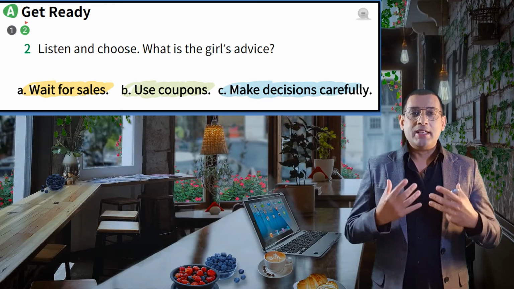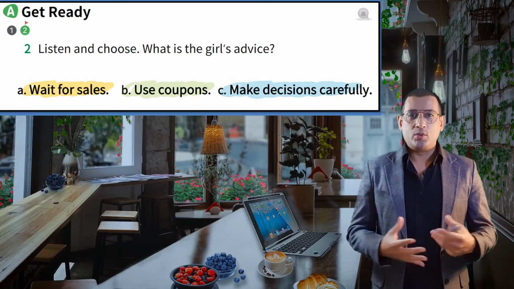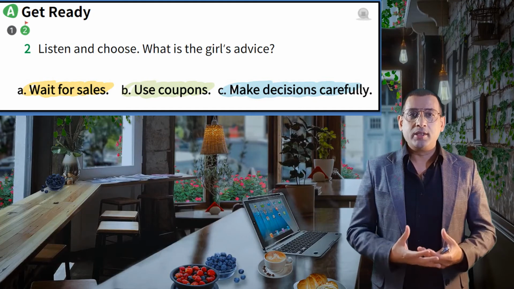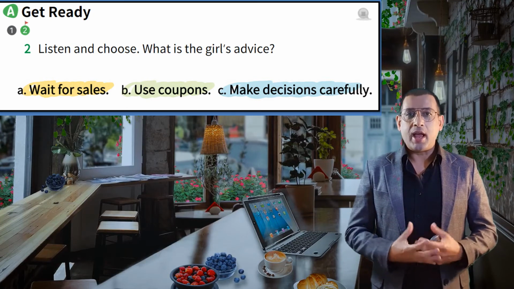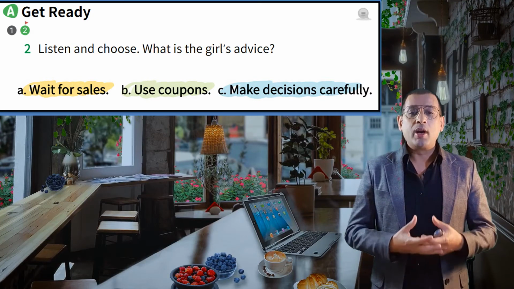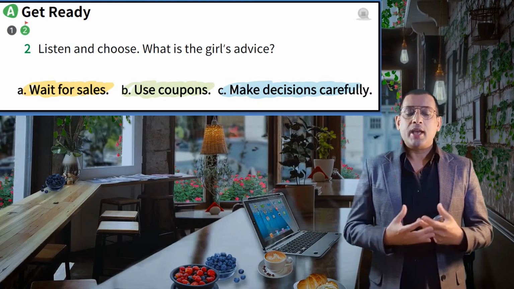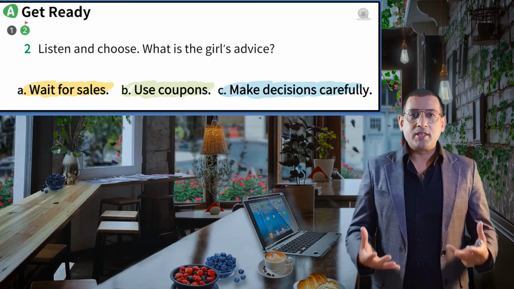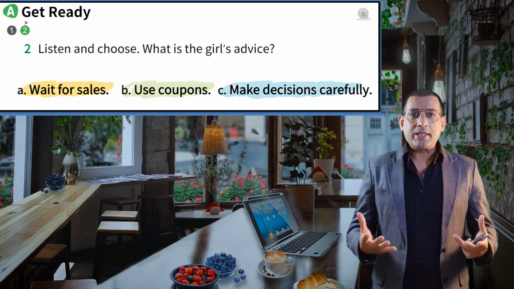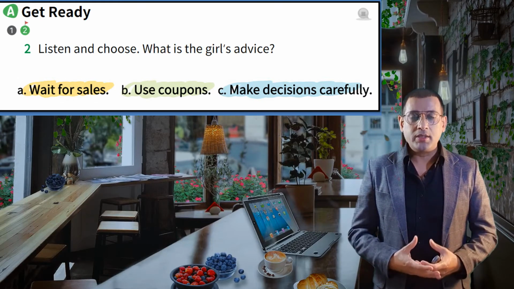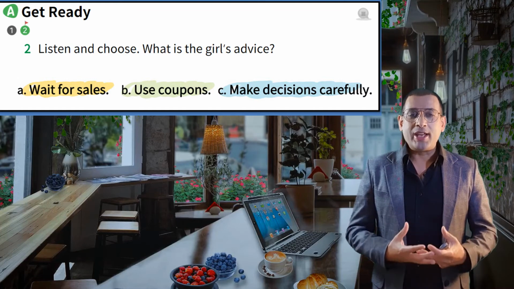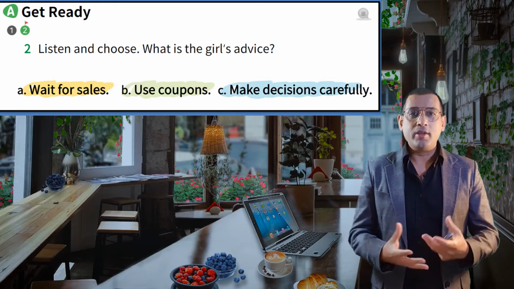It says, listen and choose. What is the girl's advice? A. Wait for sales. B. Use coupons. And C. Make decisions carefully. Let me walk you through the dialogues and then you can check your answer on the book.